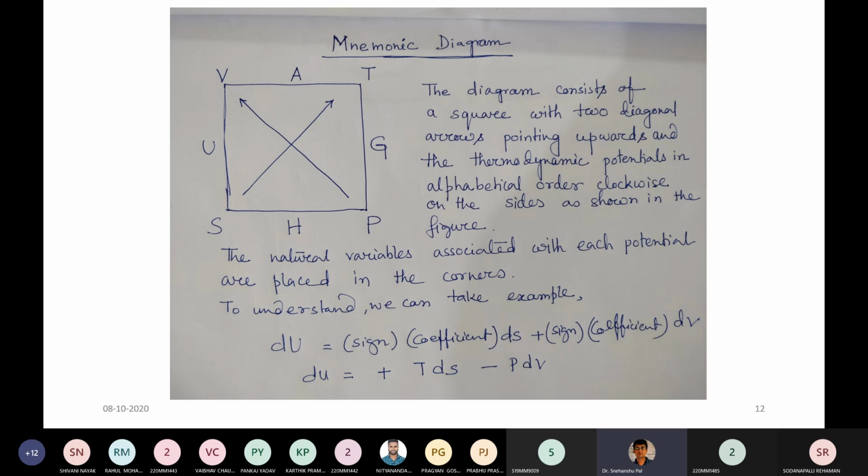And if you want to construct it, then you have to take the state function or thermodynamic potential, and then the variables at the corners will be the perfect differential variables. First you have to write those down, then you check whether the direction of the arrow is towards the variable or away from the variable. Based on that, you choose the sign, and then you can subsequently determine the coefficient.